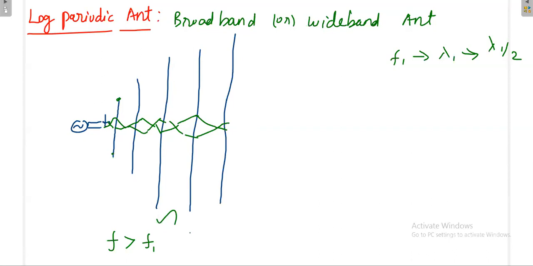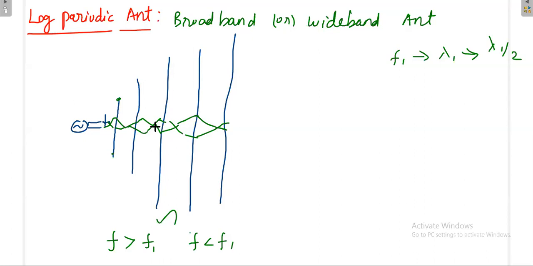Or otherwise, if you decrease the frequency, the antenna length will increase. Then that antenna will radiate. So what you understood is, you can give any frequency, and at a particular time, a particular antenna is working. By means of this procedure, you are finally increasing the range of operating frequency. That's why this antenna is called a broadband antenna or wideband antenna.